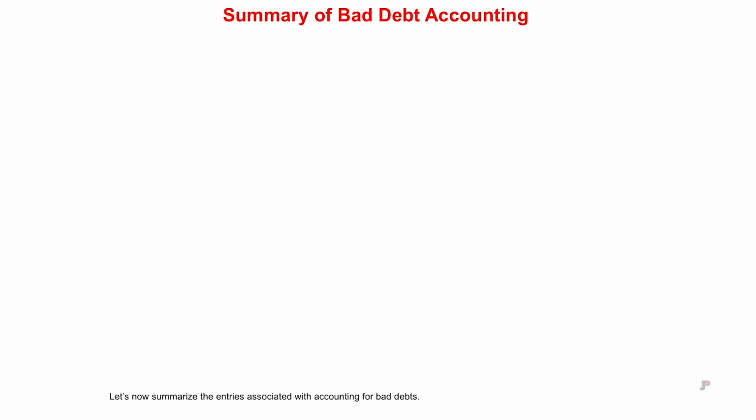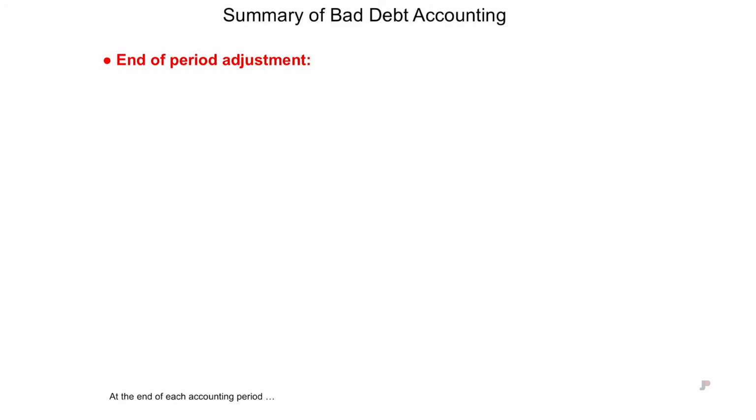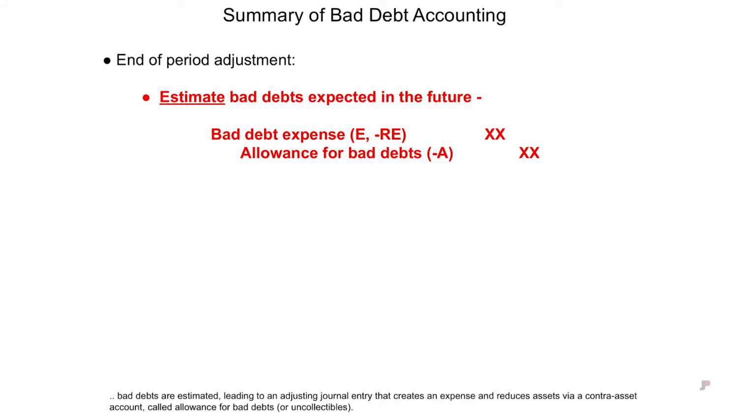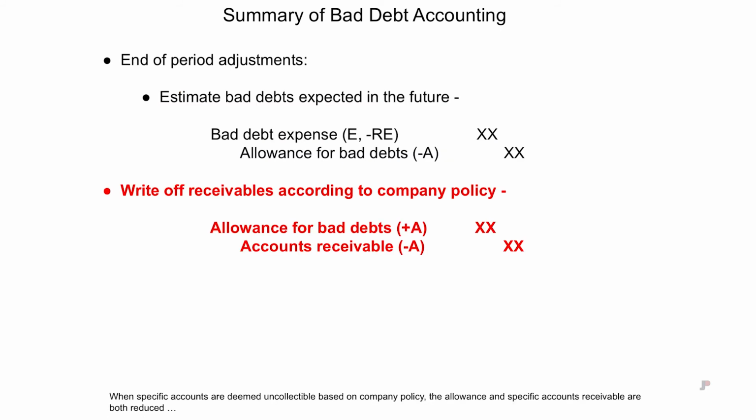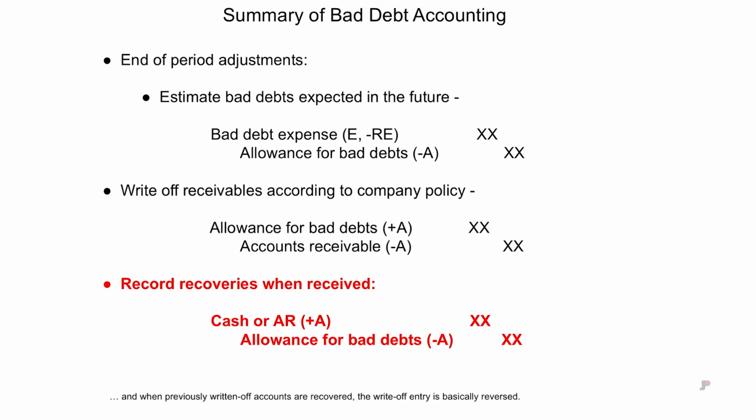Let's now summarize the entries associated with accounting for bad debts. At the end of each accounting period, bad debts are estimated, leading to an adjusted journal entry that creates an expense and reduces assets via a contra asset account called allowance for bad debts or uncollectibles. When specific accounts are deemed uncollectible based on company policy, the allowance and specific accounts receivables are both reduced. And when previously written off accounts are recovered, the write-off entry is basically reversed.